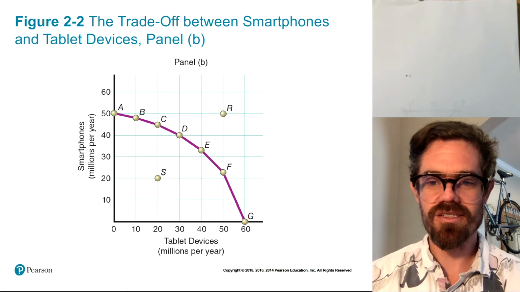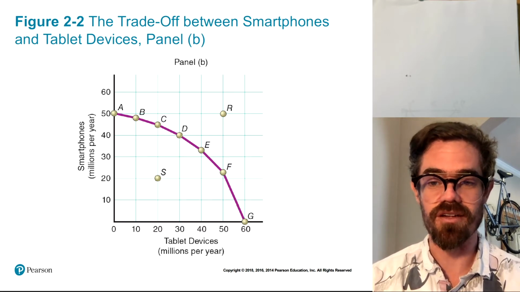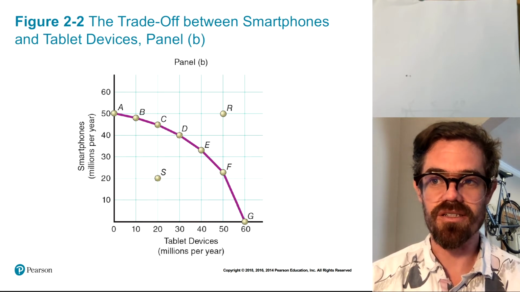But the problem with S is that it's actually inefficient. We're not fully utilizing all of our resources, so there is some inefficiency going on here with point S. We can, in other words, produce more of both smartphones and tablets without giving up anything. And that's basically what point S represents here.